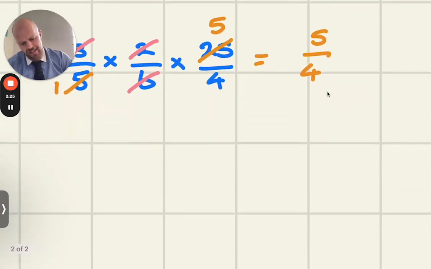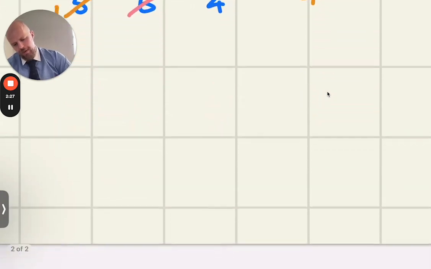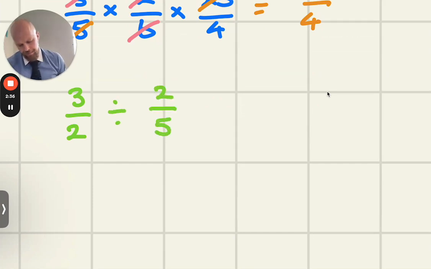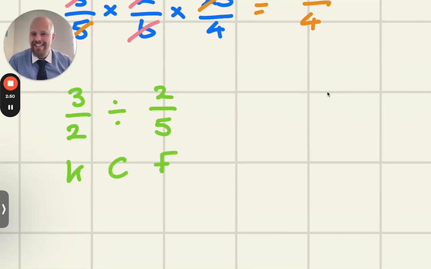Now let's look at division. Let's say we've got 3 over 2 divided by 2 over 5. You may have heard of the acronym keep, change, flip. So we're going to keep the first one, we're going to change the second, and we're going to flip it. So the acronym is KCF.